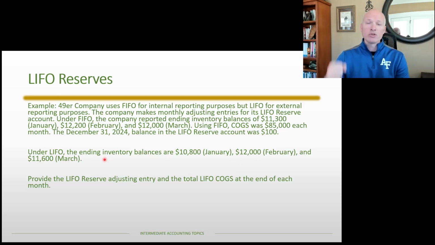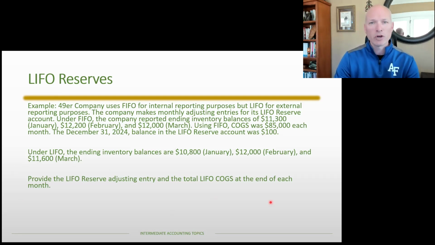And so now we're going to use this LIFO reserve account to make an adjustment, to reconcile or make it look like LIFO externally, right? So then we got to go through and do this adjusting entry for each of the 3 months. And I'm going to do the first one together, and then I'll pause and give you a few minutes for you to work on the second one yourselves. I'm not going to give you a ton of time, but we'll pause.